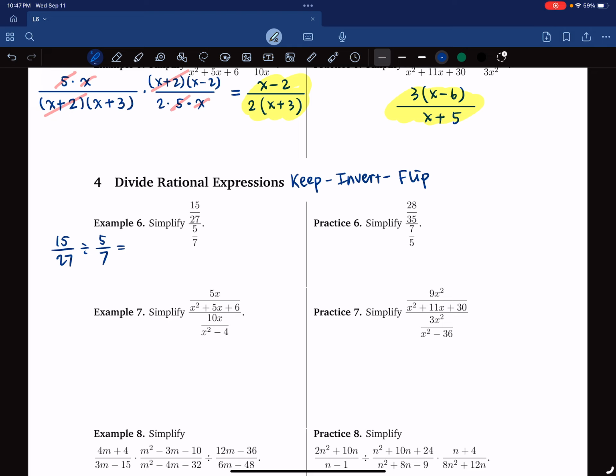Keep means that we're going to keep the first fraction. Invert means we're going to invert the operation from division to the inverse operation. Inverse of division is multiplication. And then we're going to flip the second fraction upside down. So 5 over 7 becomes 7 over 5. And this is now a multiplication of two fractions.